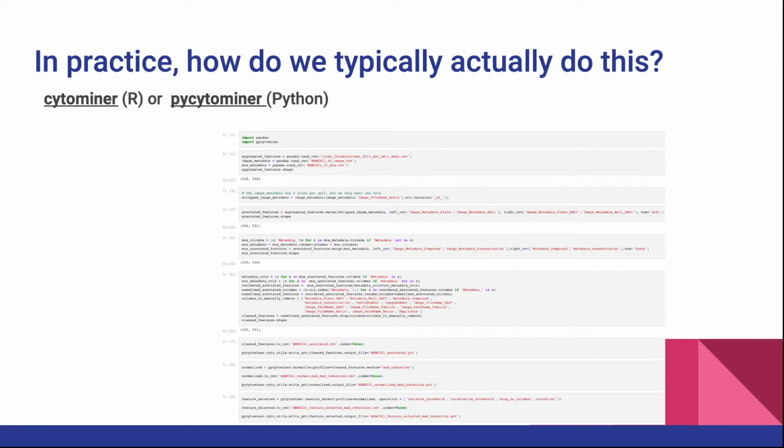Likewise, once we have our per well means, our typical workflow is to use either Cytominer, which is written in R, or PyCytominer, to then add our metadata, normalize, and feature select. And again, you can go back to part one for information about why we do these particular steps. This Jupyter notebook will be linked to in the video description, and it shows how we go from per well mean to a final feature selected file to use.